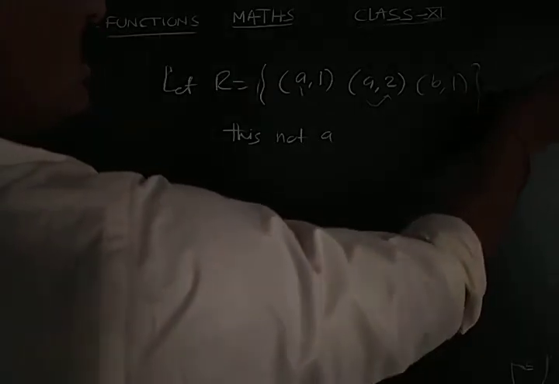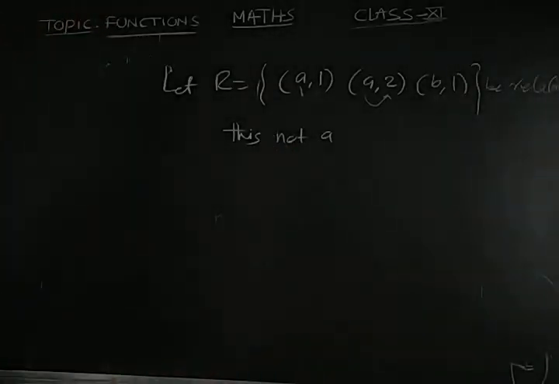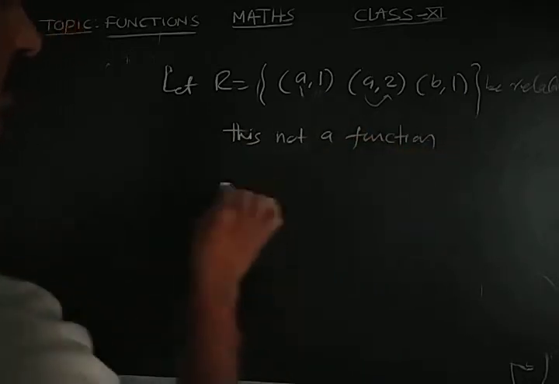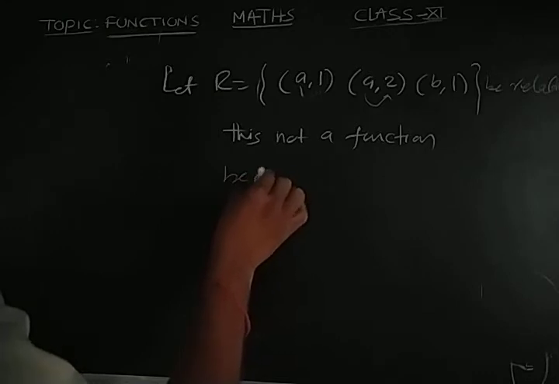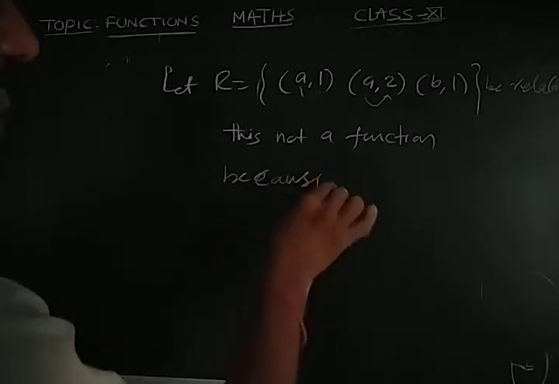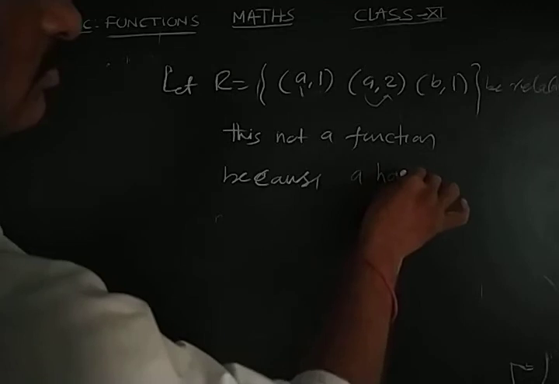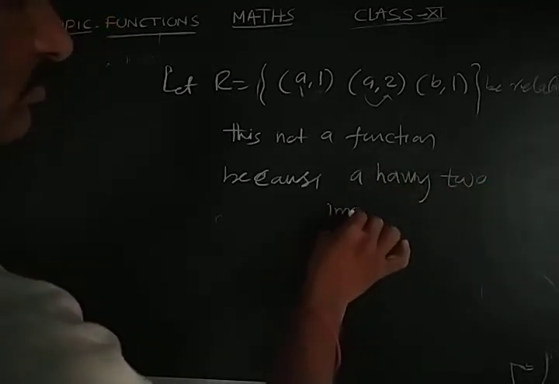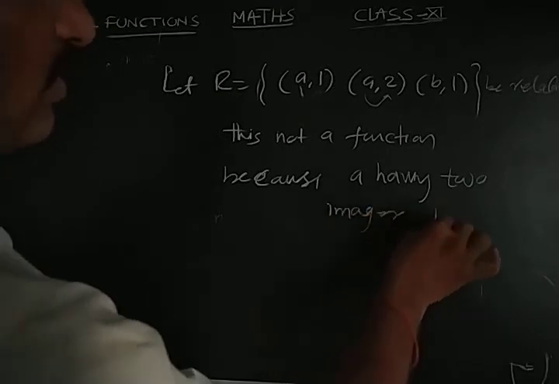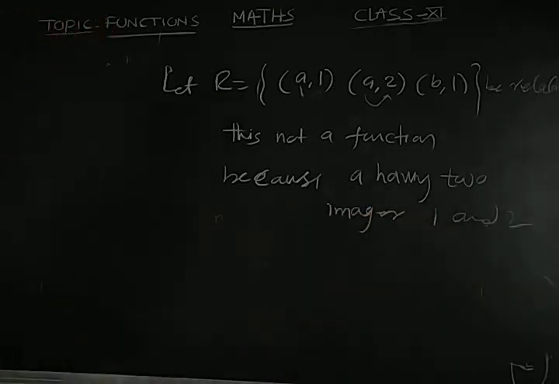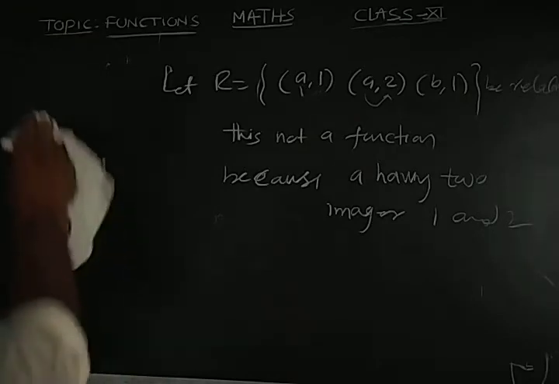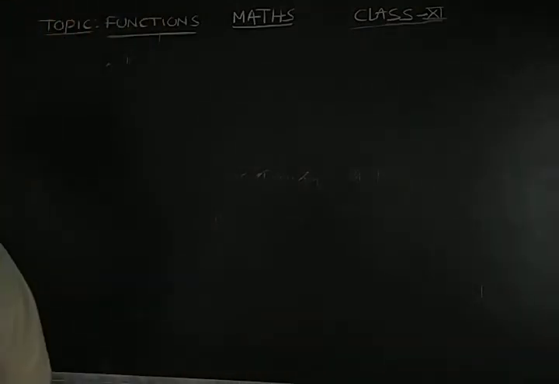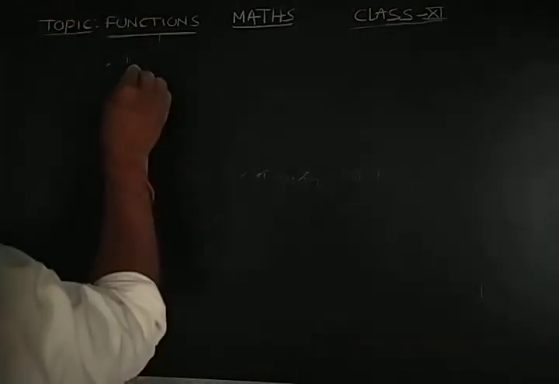First I am taking this as a relation. Next I will check and write: this is not a function. Why is it not a function? Because A has 2 images, 1 and 2. So it is not a function. It is only a relation. Next, ways of representing a function.